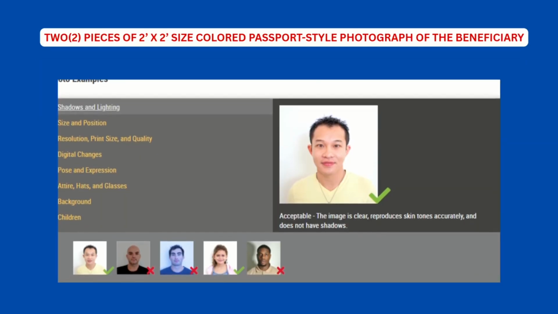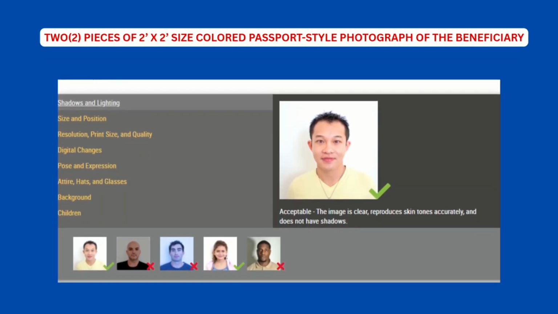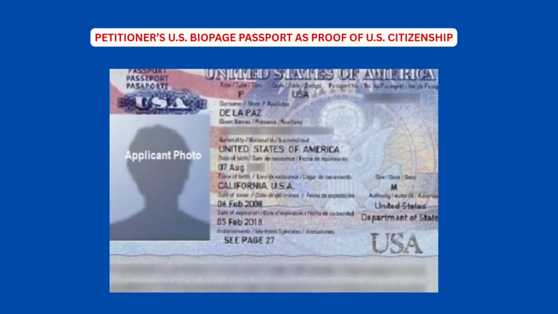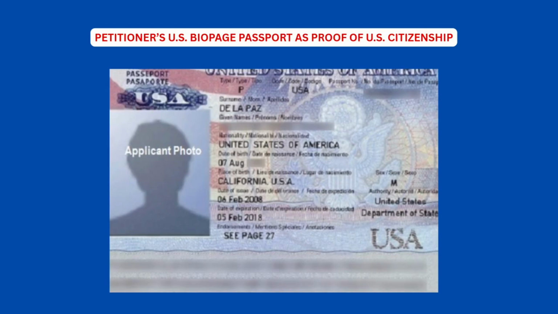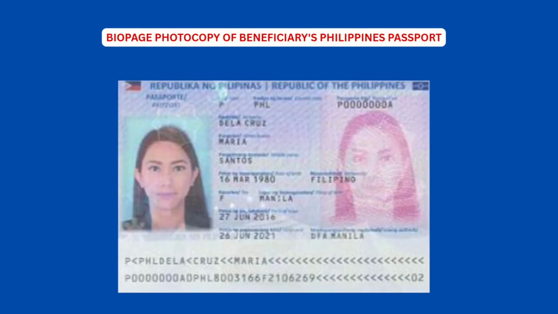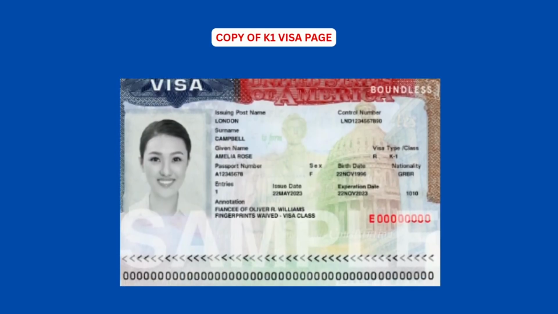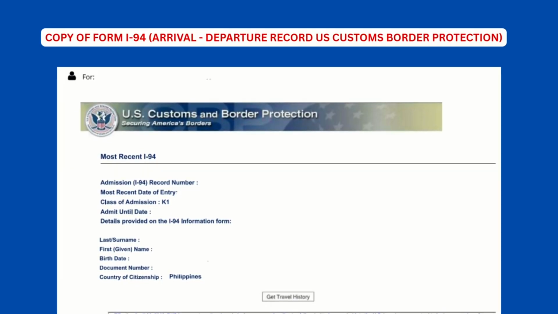We also included 2 pieces of 2x2 passport size photos of the beneficiary. You can write your name at the back of each picture with your alien number. You can also include a petitioner's U.S. passport bio page copy as proof of his citizenship. Other documents, we include my Philippine passport bio page copy and a copy of the K1 visa page. Another copy is your Form I-94, your arrival departure record by the U.S.